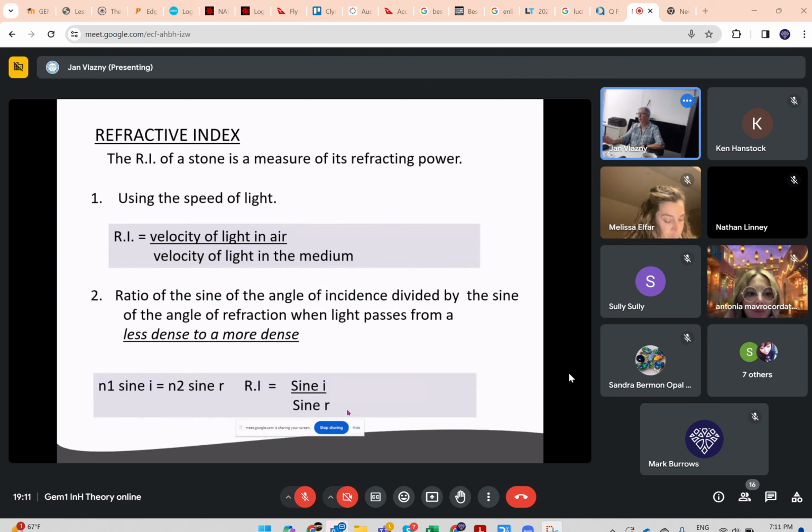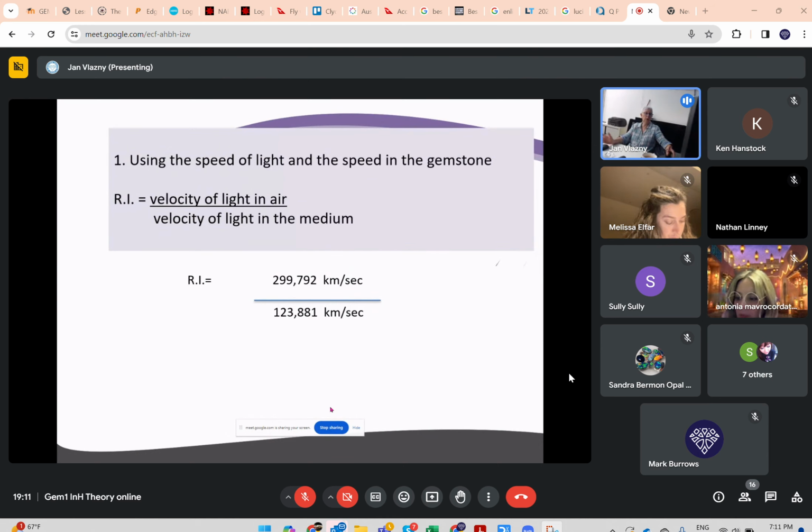Now there's a diagram in your notes that shows this. What you need to know is the refractive index is this ratio between the sine of the angle of incidence and the sine of the angle of refraction. Now sine just means, if you care, oh well here we go, first of all there's the speed of light.